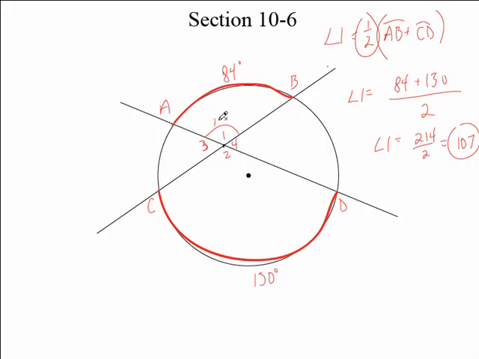So if this is 107, what's this angle 4? And this is going to be 107 as well, right? Because they're vertical angles. What's angle 3 and 4? 63? Okay. Is that right? 73. 73. I was going to say. Okay. That looks better. So that would be 73 degrees. Now watch this.